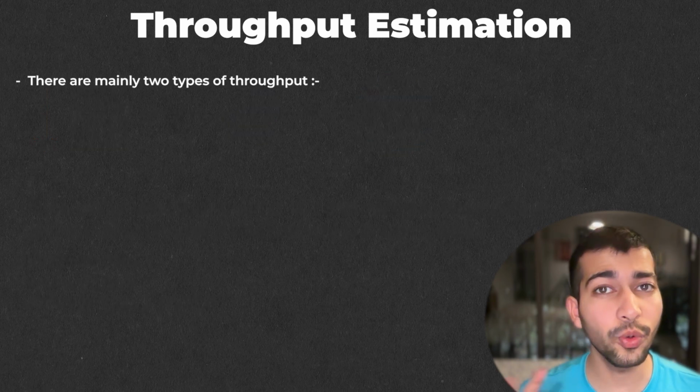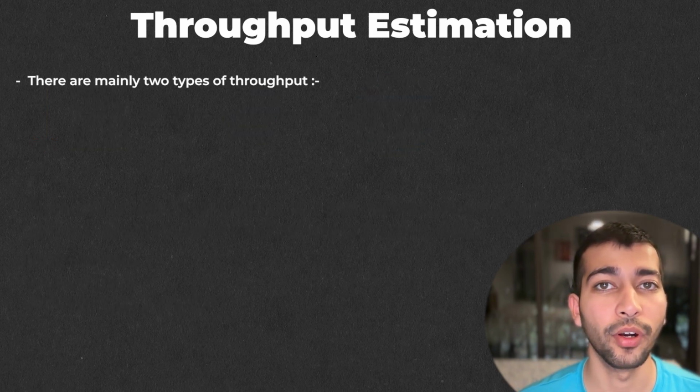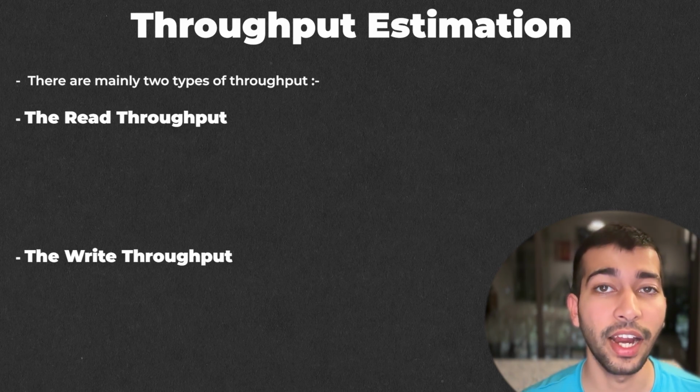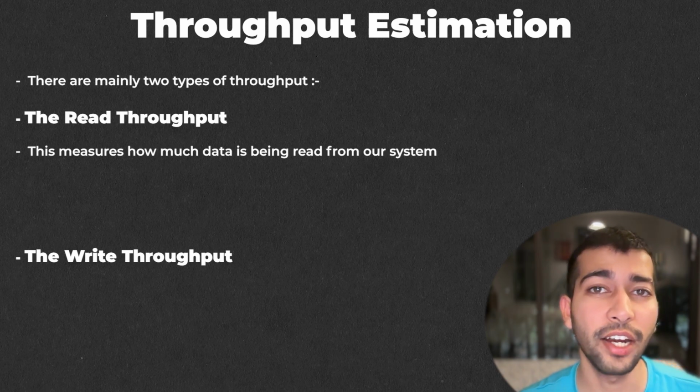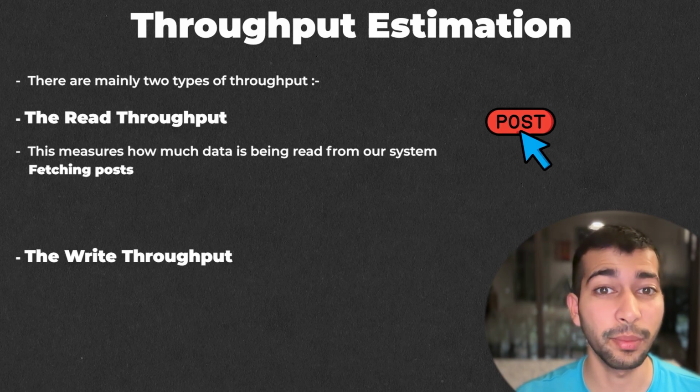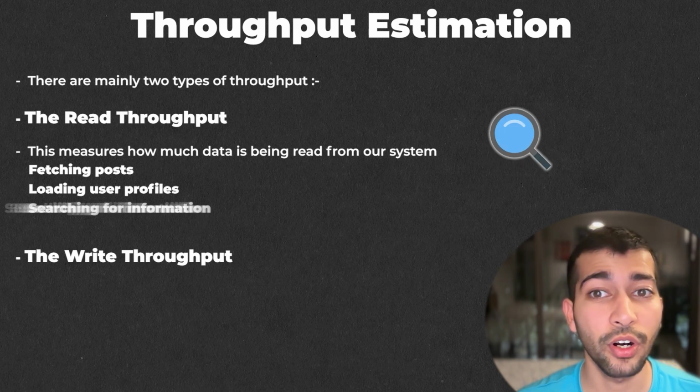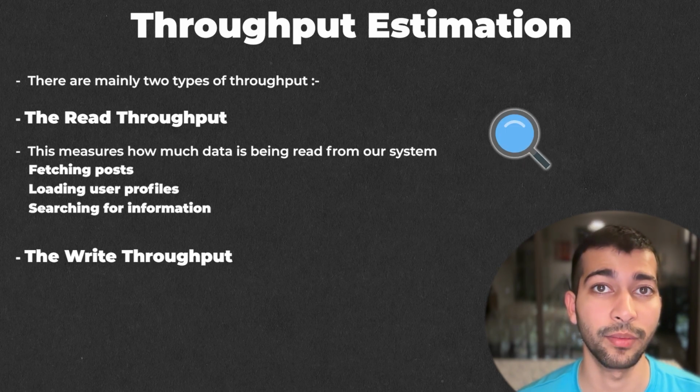There are mainly two types of throughput when we talk about it: the read throughput and the write throughput. Read throughput, as the name suggests, measures how much data is being read from our system, such as fetching posts, loading user profiles, or searching for information. That is, users are trying to read from our system.